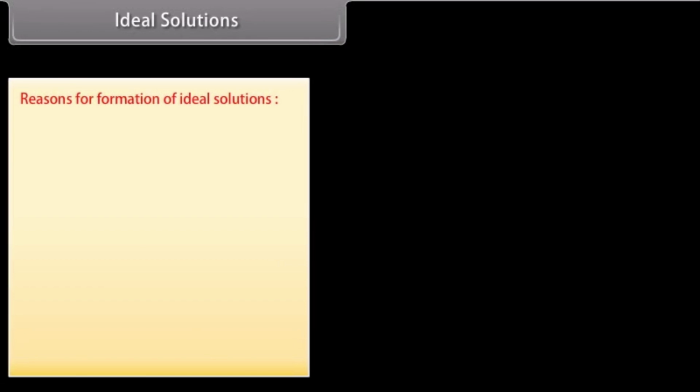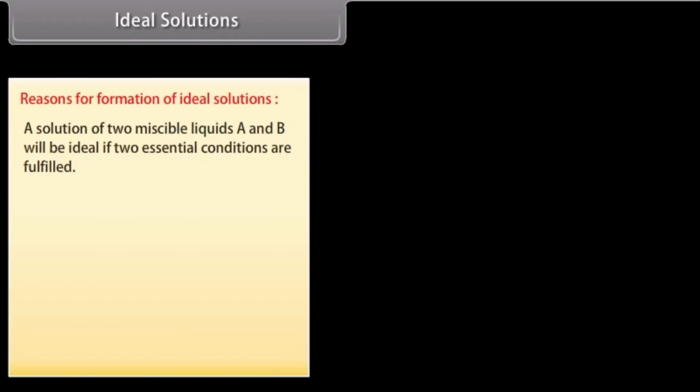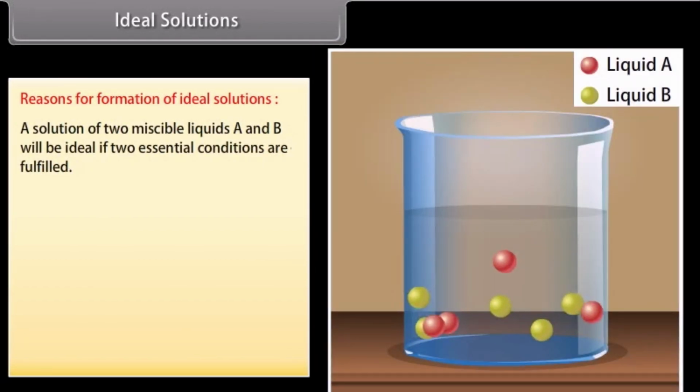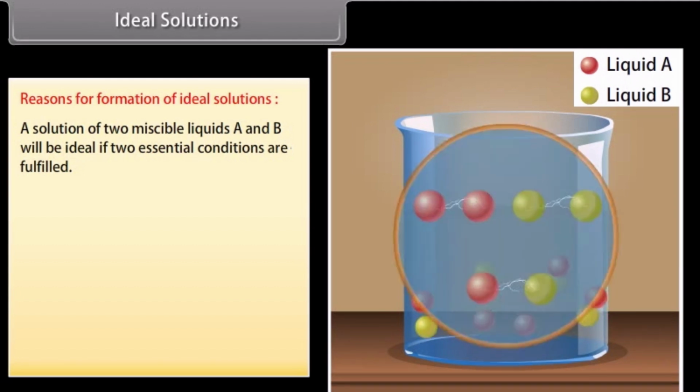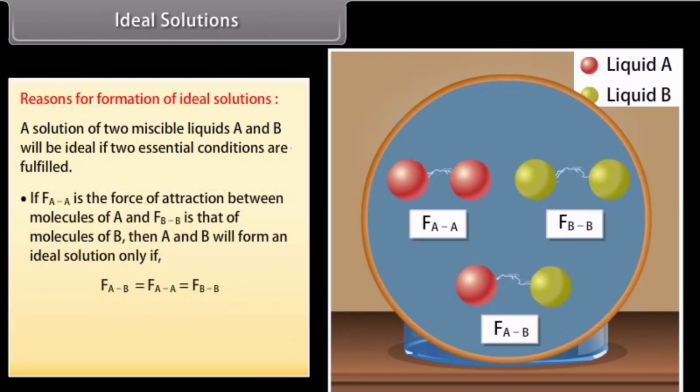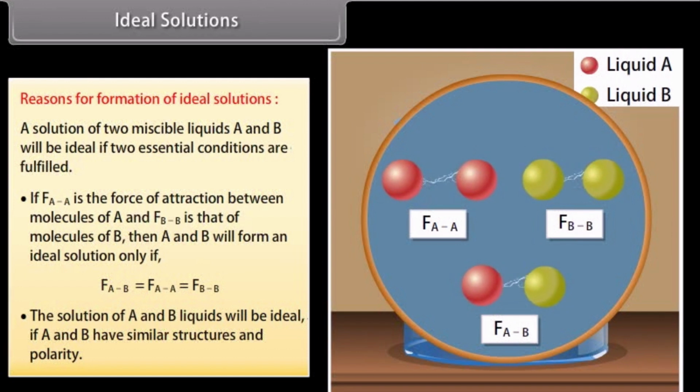Reasons for formation of ideal solutions. A solution of two miscible liquids A and B will be ideal if two essential conditions are fulfilled. The force of attraction between molecules of A and B is equal to the force of attraction within molecules of A and within molecules of B. And the solution of A and B liquids will be ideal if A and B have similar structures and polarity.